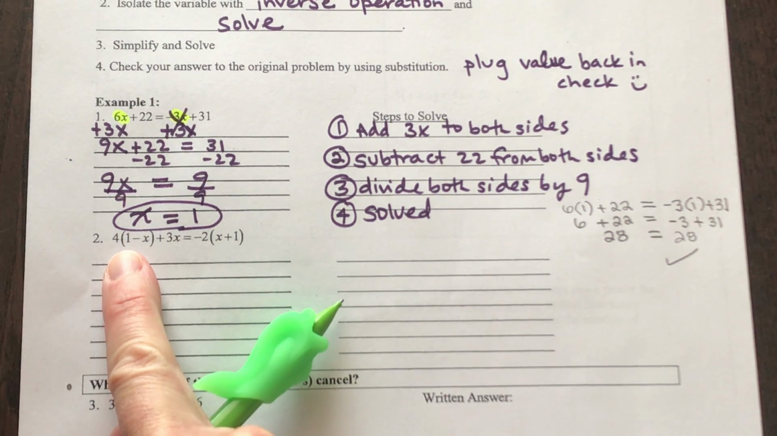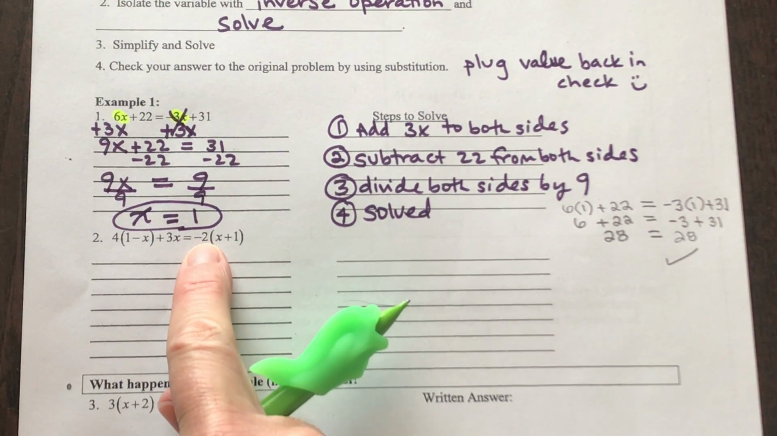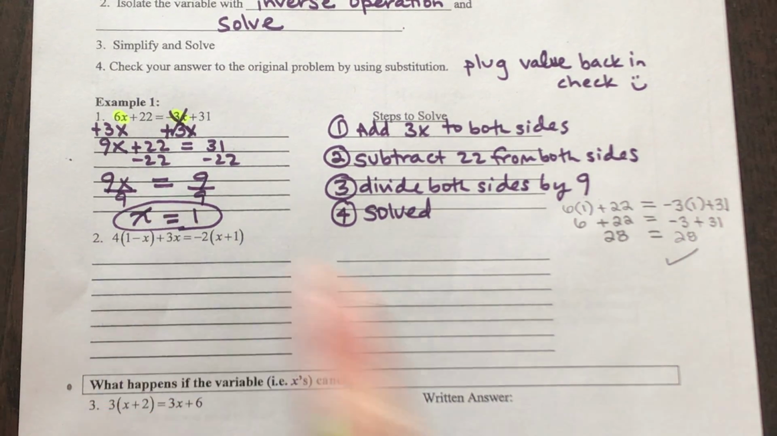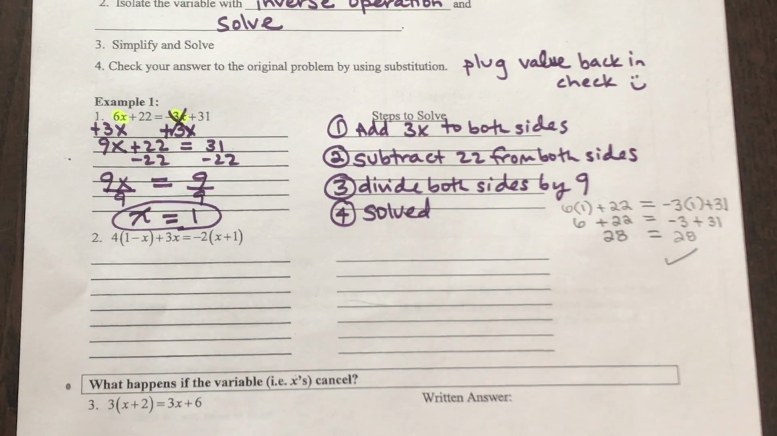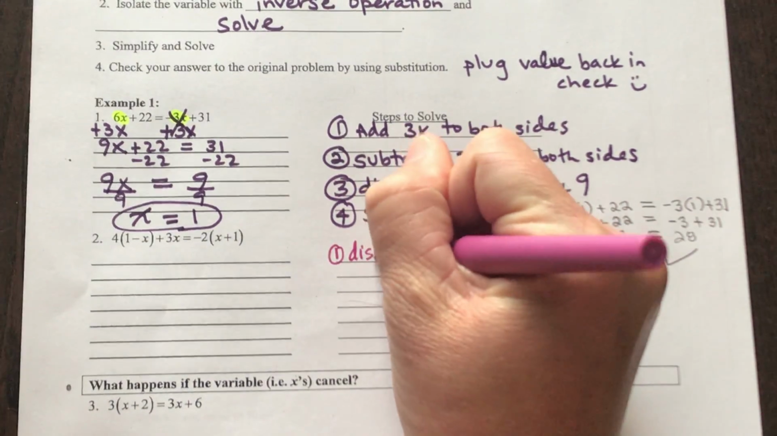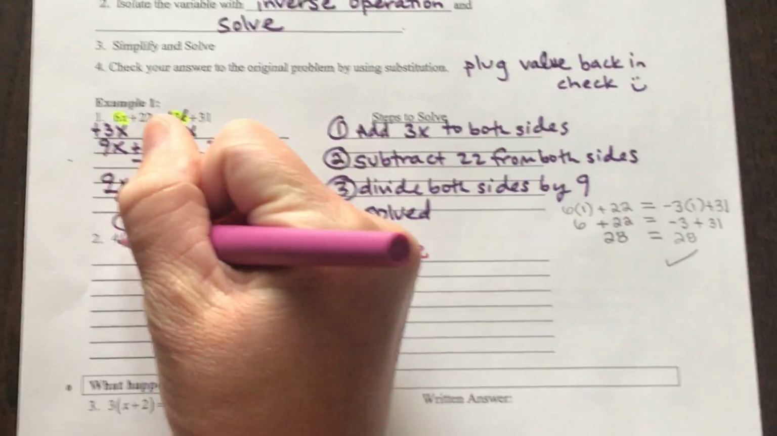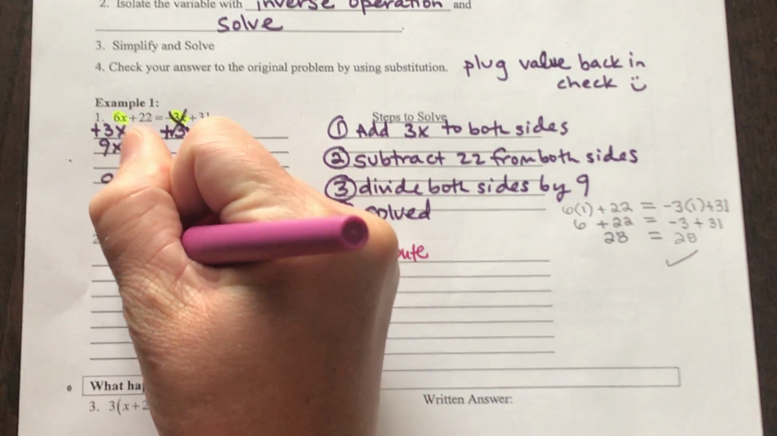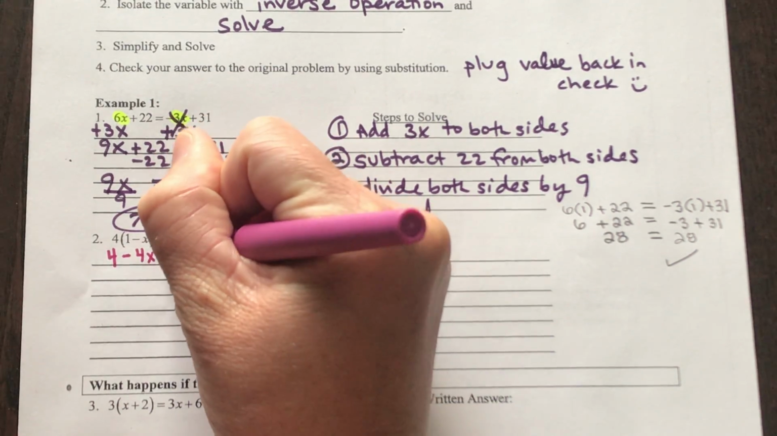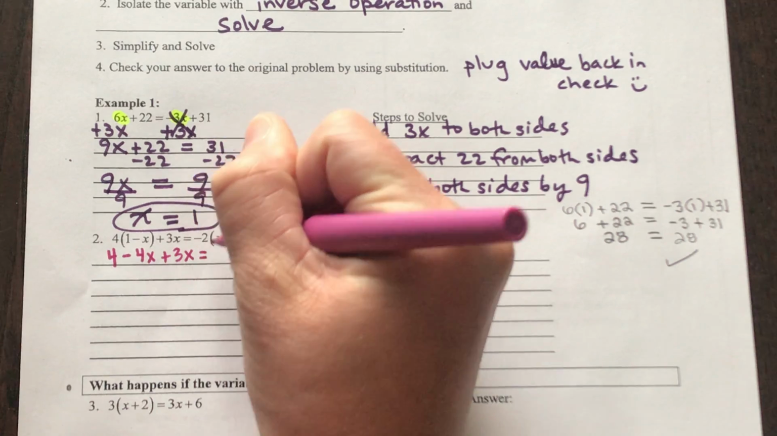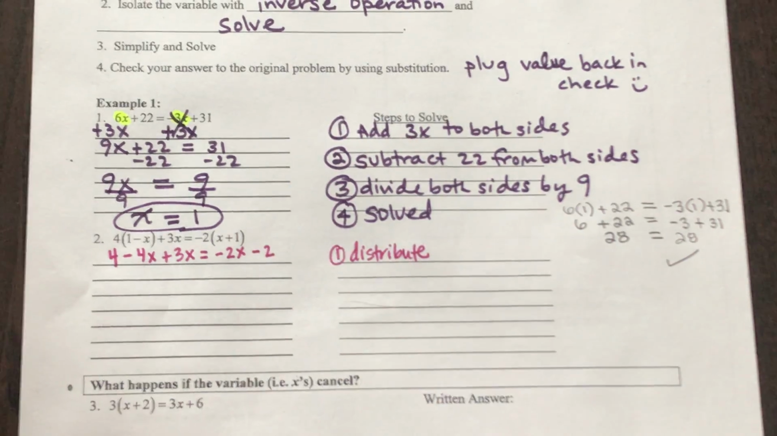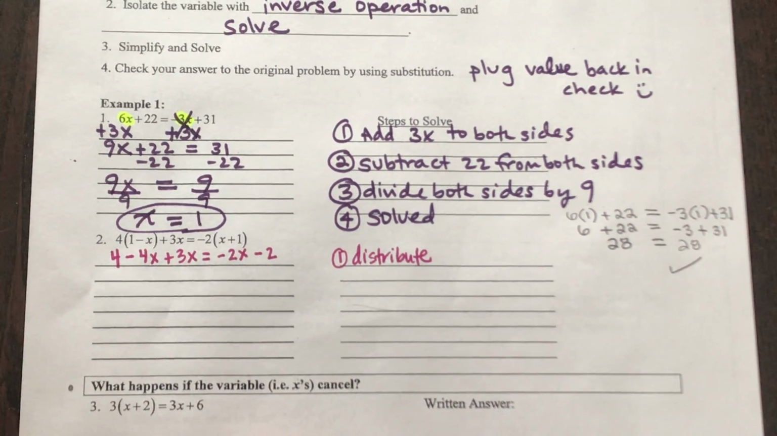In this example, we're going to have a distribution happening, because notice how this negative 2 is being multiplied by a group, and this 4 is also being multiplied by a group. So I'm going to start with, for my step 1, to be distribute. All right, so number 1, distribute. 4 times 1 is 4, and 4 times negative x is negative 4x. Plus 3x is equal to, now negative 2 times x, and negative 2 times 1 would be negative 2x minus 2. So I did my distribute.